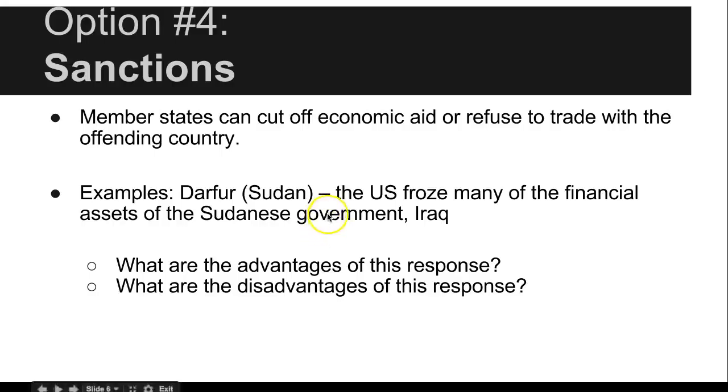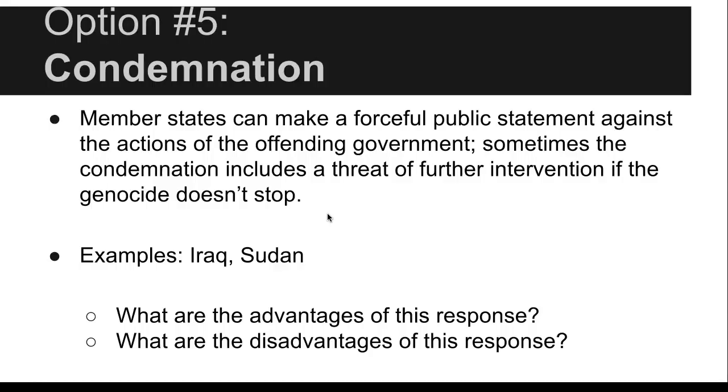Condemnation is when member states can make a forceful public statement against the action. So they come out in public and say, we see what you're doing over there. We really don't like what you're doing. You probably should stop. And sometimes it can even go as far as to be, listen, we really don't like what you're doing, and if you don't stop, we're going to further intervene, whether that's military force, putting troops on the ground in terms of peacekeeping troops, or some other action to step in if this genocide doesn't stop. So again, Iraq and Sudan are great examples of this.